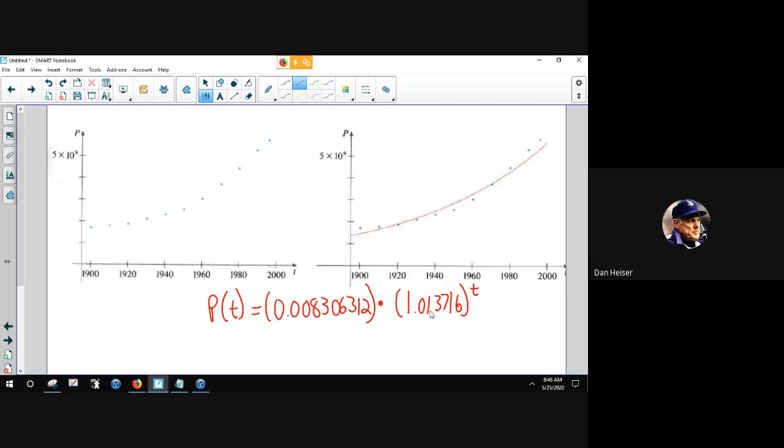Verbal model, pretty easy to get here. Numerical model, probably not possible, although we can approximate a numerical model by plugging in values of t to get approximate values. So at, say, 1900, I would get this number. It's kind of sort of close there. 1920, that's almost right on the money. That's a pretty good approximation, and so on and so on.